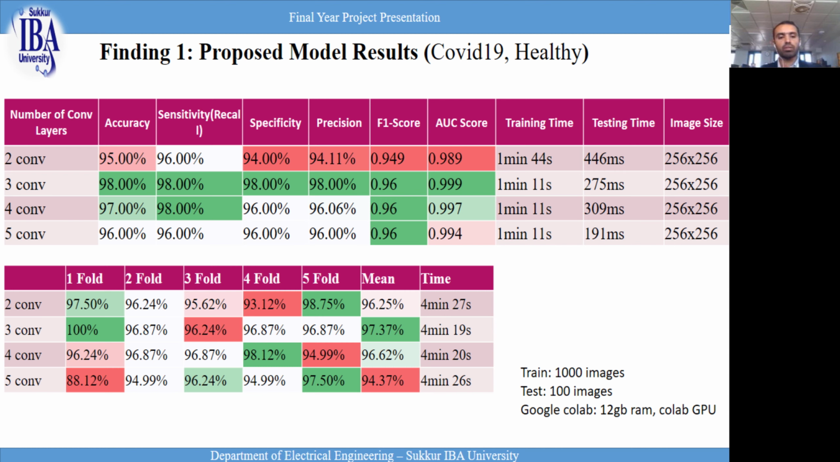Since Google Colab provides 12 GB of RAM, there was a limitation: if we increased the number of images, the program or Google Colab file would crash every time after reaching the maximum limit. We have applied k-fold cross validation, and we can see here that the 3 convolution model is still giving the best results in the k-fold cross validation.